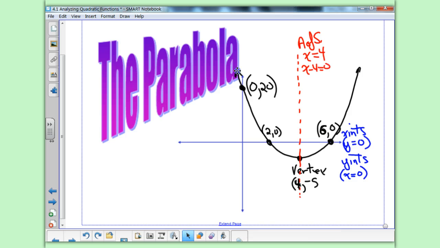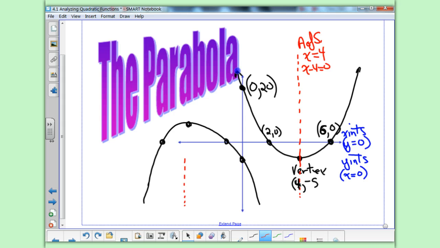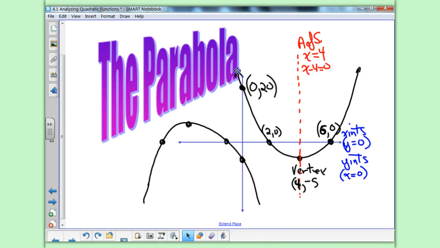Another possibility for a parabola would be a downward facing parabola. On this downward facing parabola, again, we would have x-intercepts, a y-intercept, and a vertex. That would also give us an axis of symmetry.